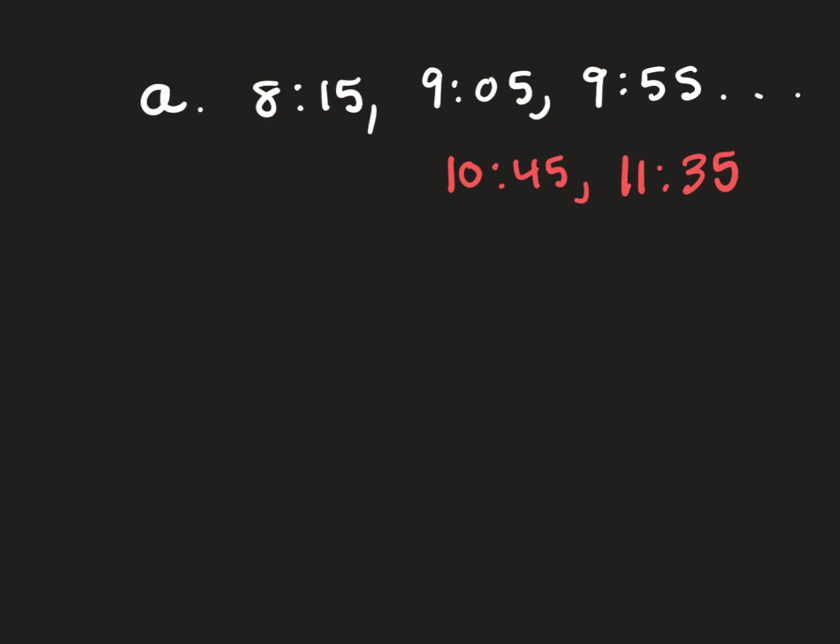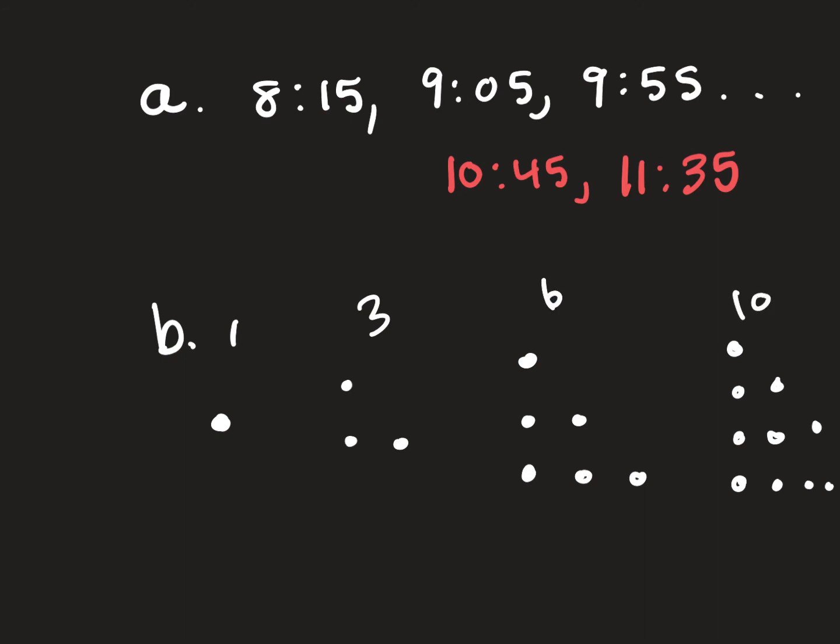In example B, we've got a picture. We start with 1 dot, and then we have 3 dots, and then we have 6 dots, and then our next one has 10 dots. I have my screen split on my iPad, which I'm not used to, so bear with me. So there's 1, 3, 6, and 10.